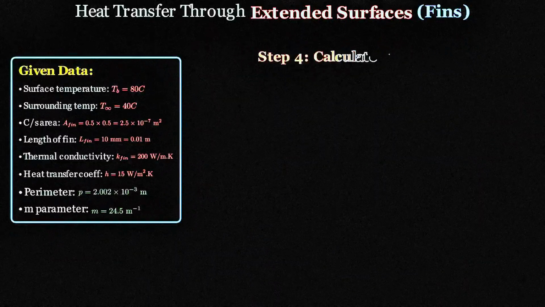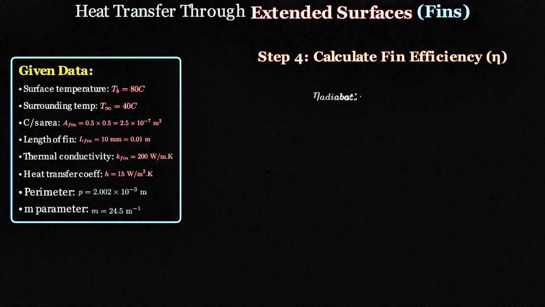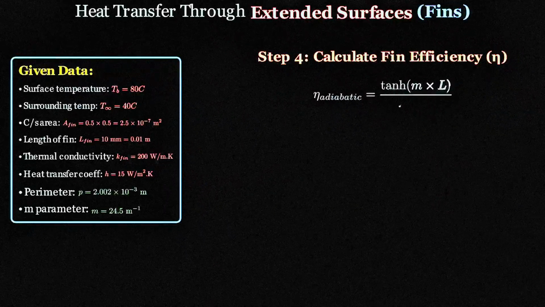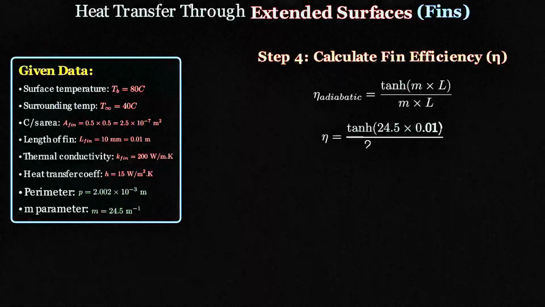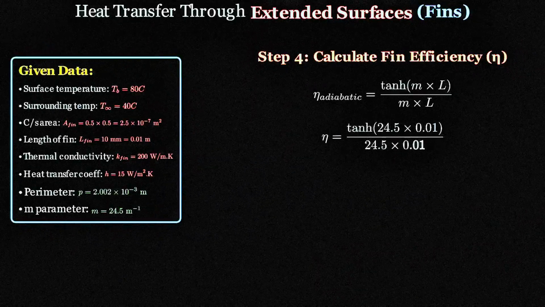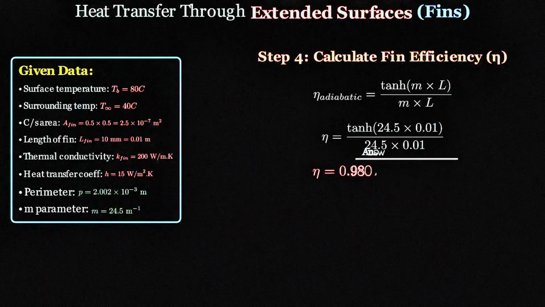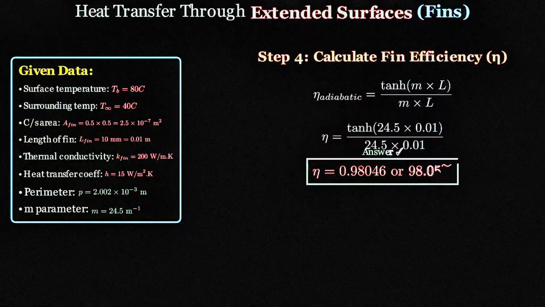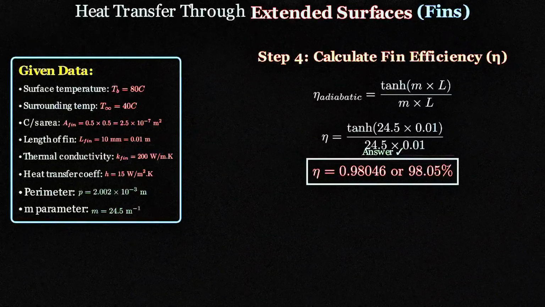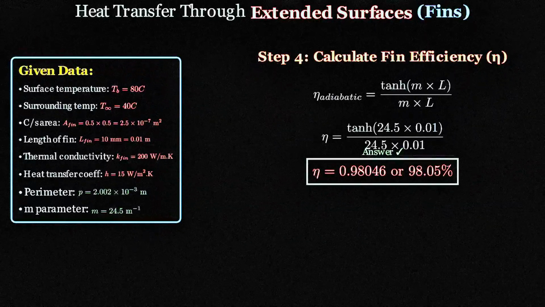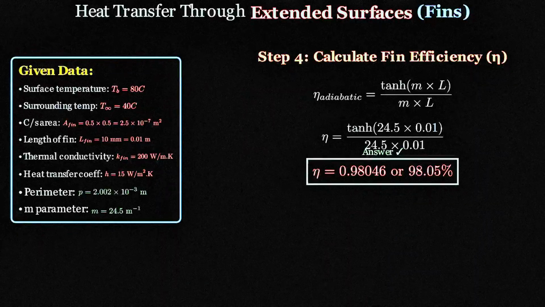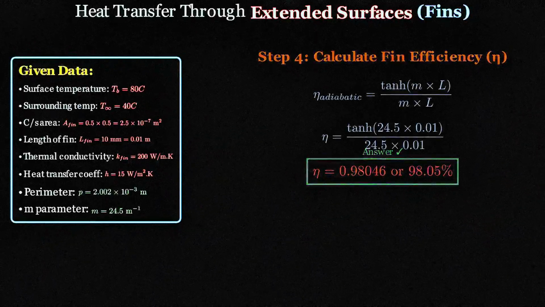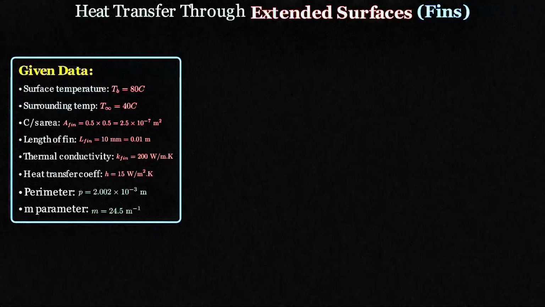Finally, step 4, calculate the fin efficiency. For an adiabatic tip, fin efficiency, eta equals hyperbolic tangent of m times L divided by m times L. Substituting our values, eta equals tanh of 24.5 times 0.01 divided by 24.5 times 0.01. This gives us an efficiency of 0.98046 or 98.05%. This is an excellent efficiency, indicating that our fins are performing very effectively.